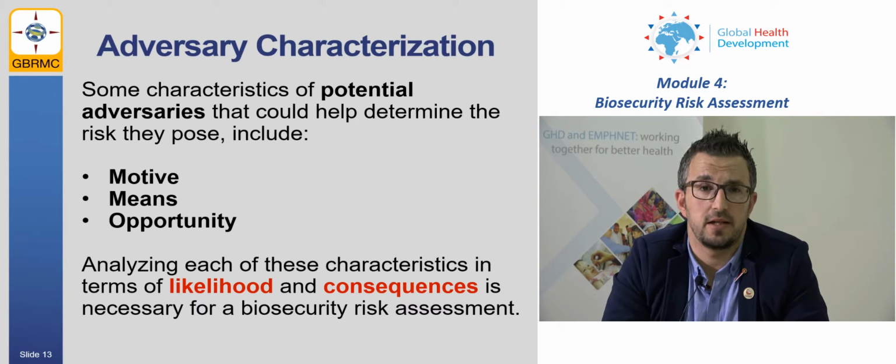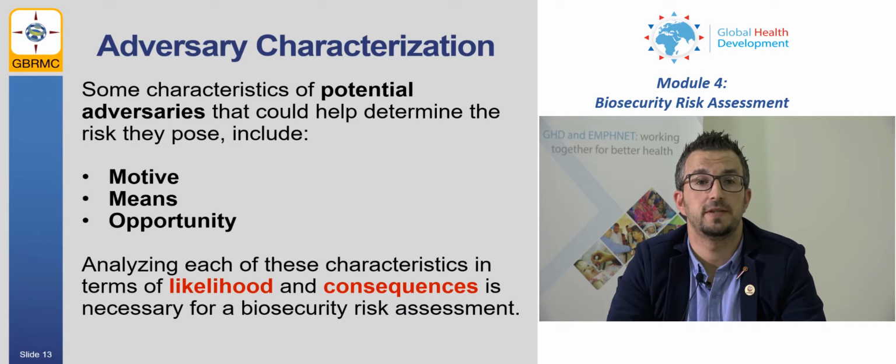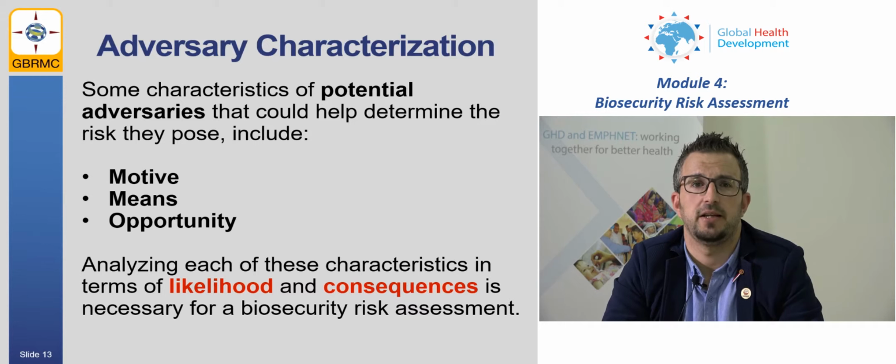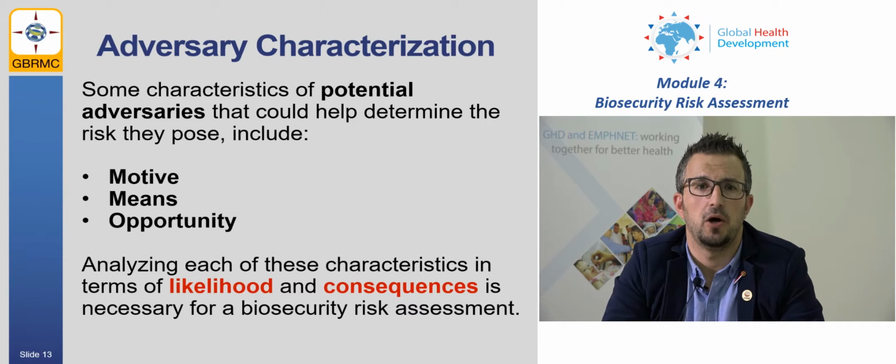And there are three major components we talk about in adversary characterization. We will talk about motives, means, and opportunity. When we talk about motives, what's the motive for this adversary to come inside the institution and attack the institution? Sometimes it's political background, or sometimes for competition reasons, and sometimes for revenge against other people. We should have this motive in our consideration when we talk about biosecurity.